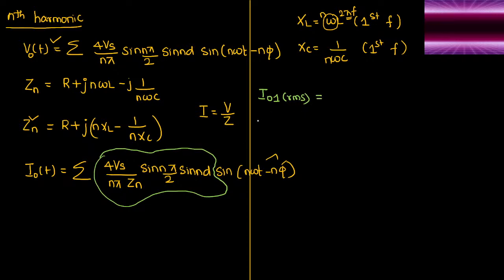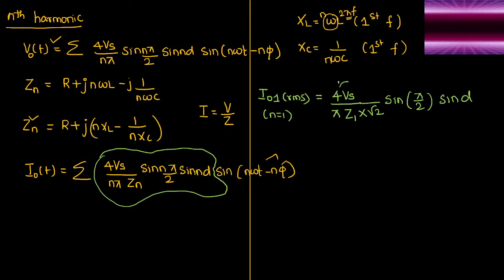Such that the fundamental RMS current will become: first I have to replace n by 1, then divide this whole expression by root 2. So this value will become 4 Vs by, n will be replaced by 1 because we are talking about the fundamental. So n pi Zn will become pi Z1, and we are also going to divide by root 2. Then sine of n pi by 2, with n equal to 1, becomes pi by 2, into sine of n times d, which becomes only d. Anyway, only RMS current we are considering, this is sufficient.